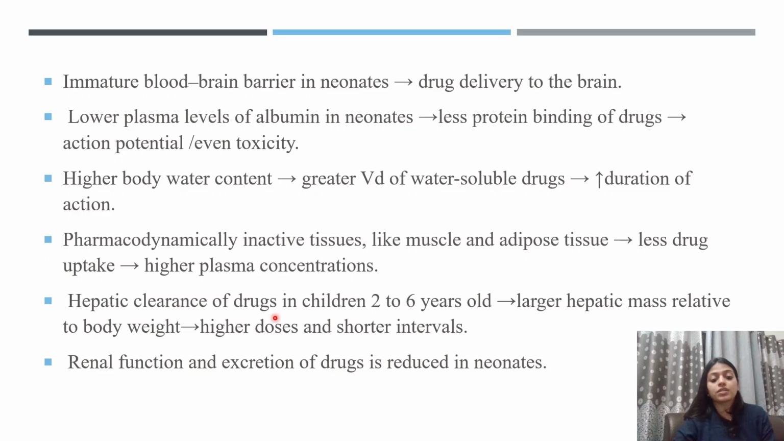Hepatic clearance of drugs in children who are 2 to 6 years old is higher, since there is a larger hepatic mass relative to the body size or body weight, so higher doses are sometimes required at comparatively shorter intervals. Renal function and excretion of drugs is reduced. So all these factors are to be considered while deciding the dose.